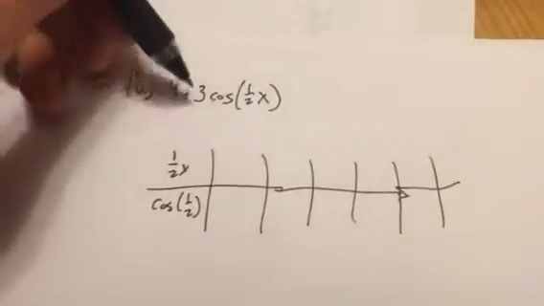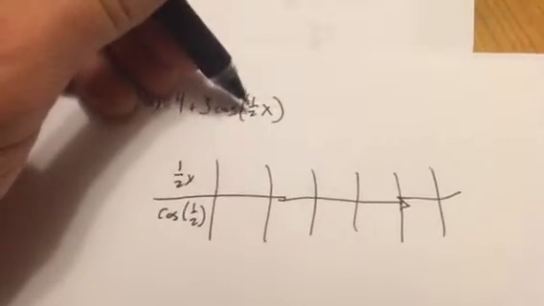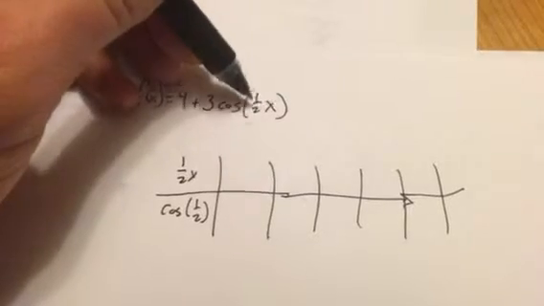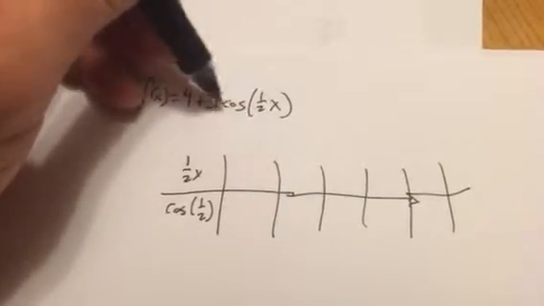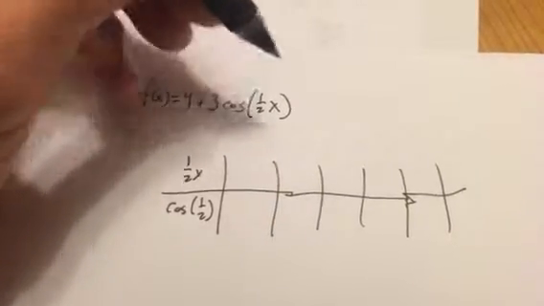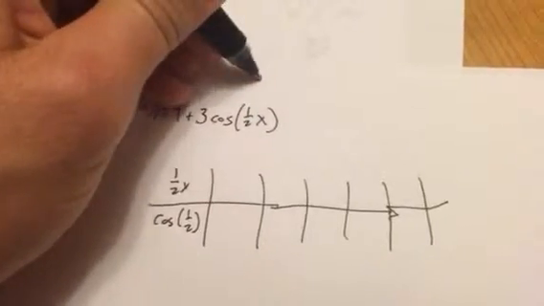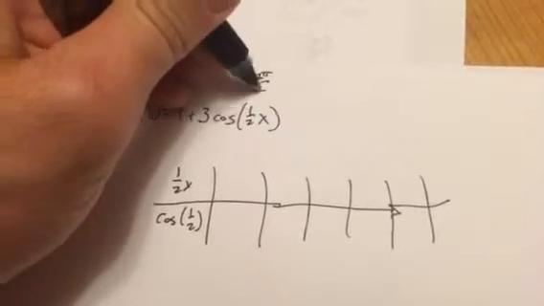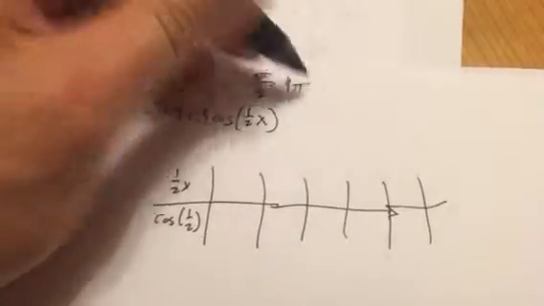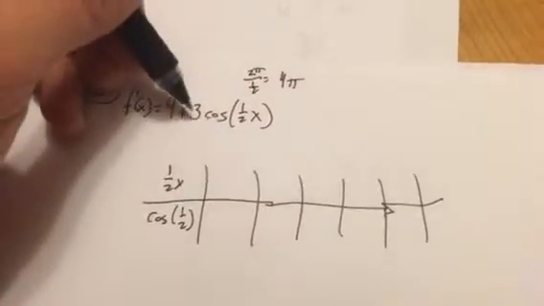If you don't want to do it this way, you can think about this 1/2. What is it going to do? It's going to affect the period, right? We're affecting the inputs before they get run through the function cosine. So this is going to make our period 2 pi divided by 1/2, which is 4 pi. So our period's going to end up being 4 pi.